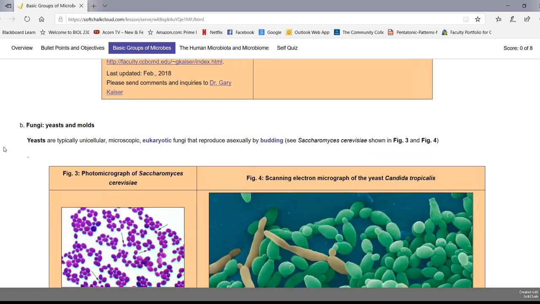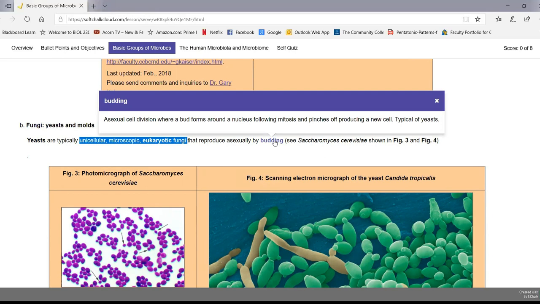A second group of microbes we'll be studying are certain fungi, specifically the yeasts and the molds. We're not going to get into the larger fungi like mushrooms and things like that, but there are yeast and molds that are involved in infectious diseases as well as in a number of beneficial products. So starting with yeasts, which we'll have in one of our labs. Yeast are typically single-celled or unicellular microscopic eukaryotic fungi, and they reproduce asexually by a process called budding.